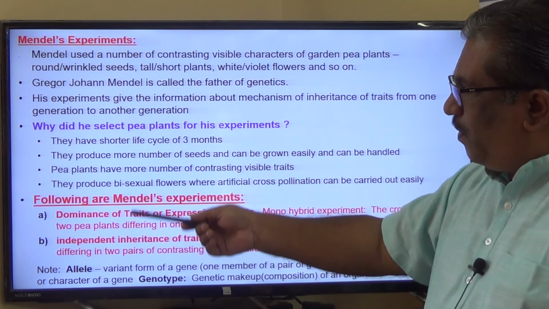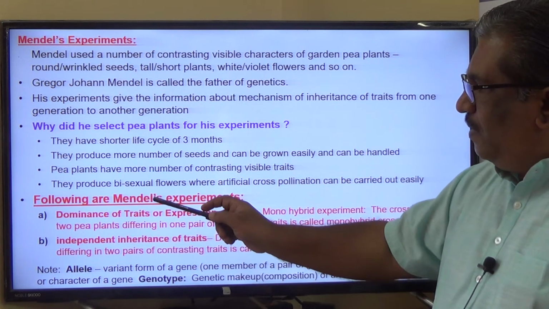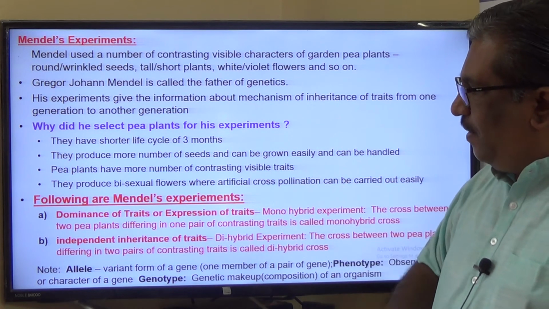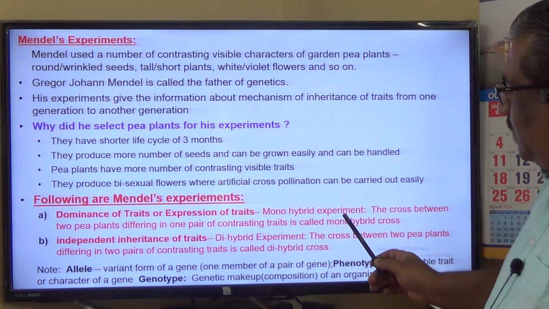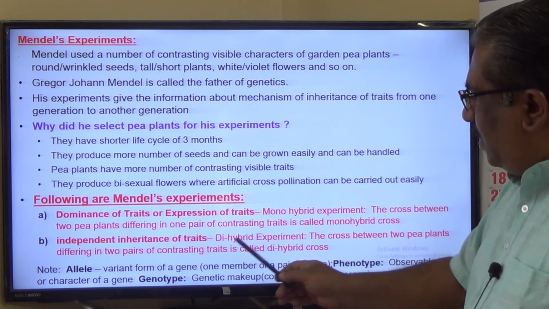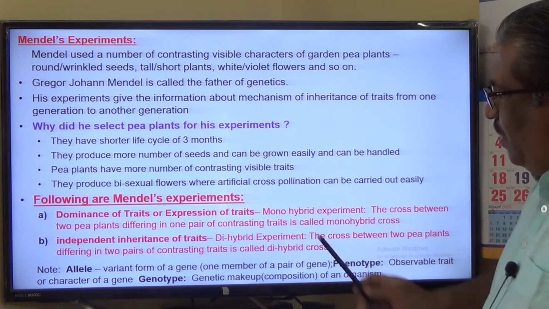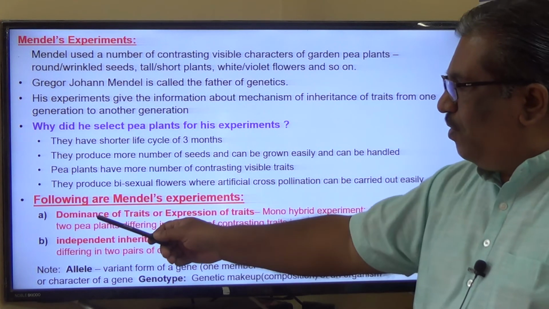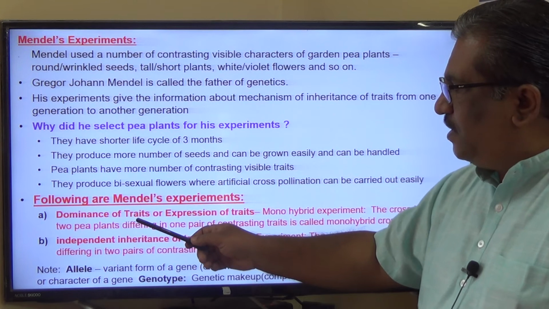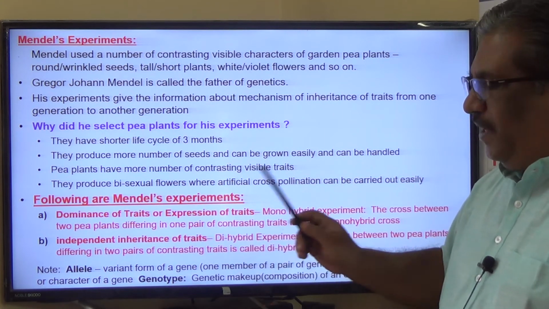So there are two experiments with respect to Mendel's experiment that we are going to study. The first experiment is called a monohybrid experiment, and the second experiment is called a dihybrid experiment. What is this monohybrid experiment used for? It shows the dominance of traits or expression of traits.